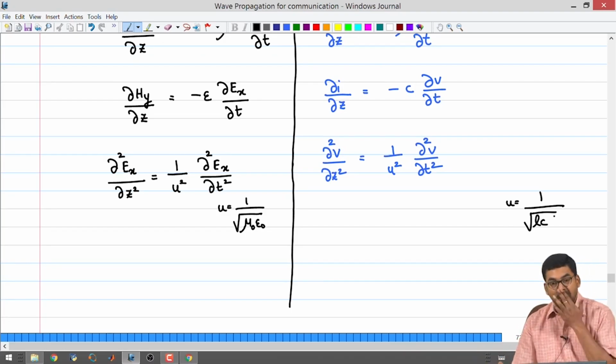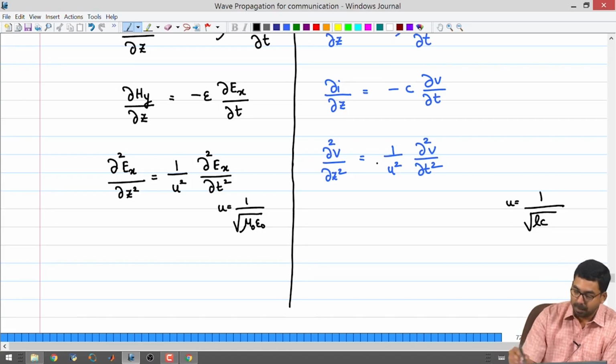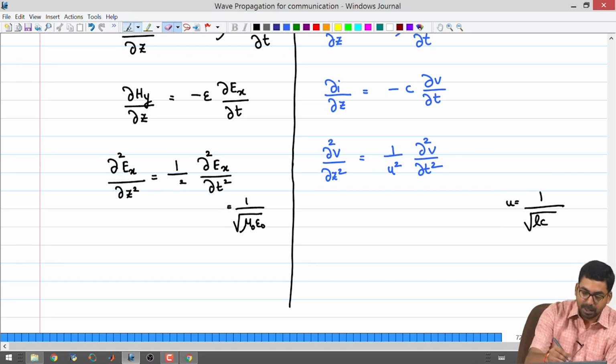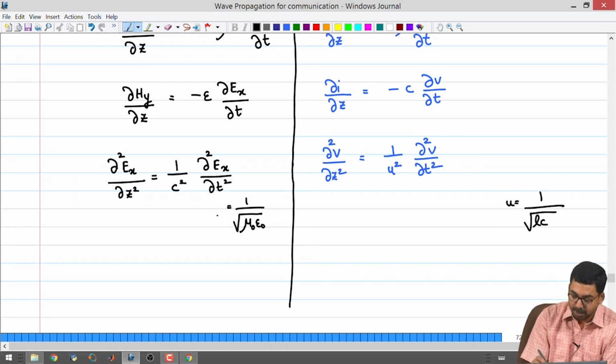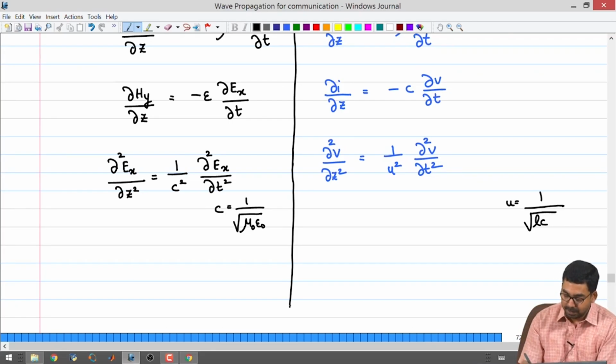Now, when we talk about transmission lines, it is very common to use the letter U for the velocity. When we are talking about electromagnetic waves, U is not very commonly used, and especially when we are dealing with vacuum, the letter used is C. We will just replace some variables to make it clearer whether we are talking about an electromagnetic wave or a transmission line. So, it is 1 by C square dou square Ex by dou t square.